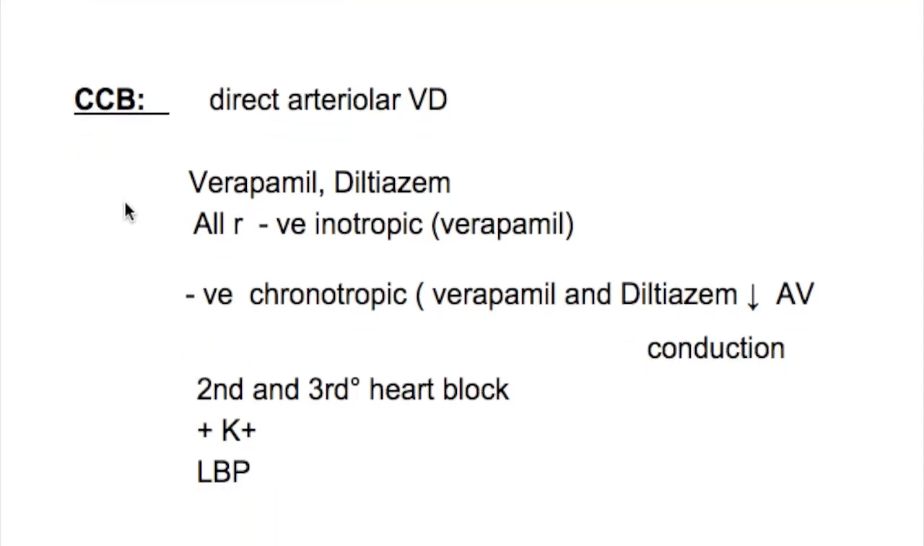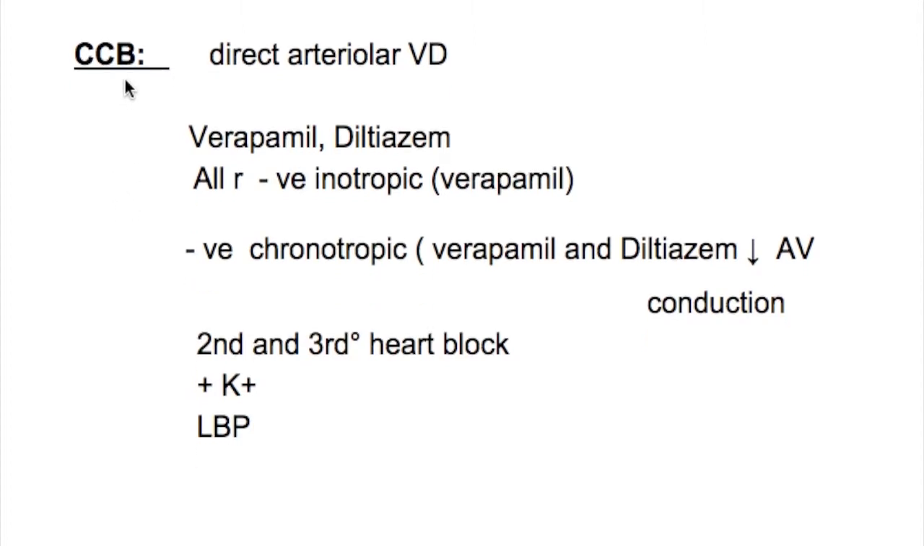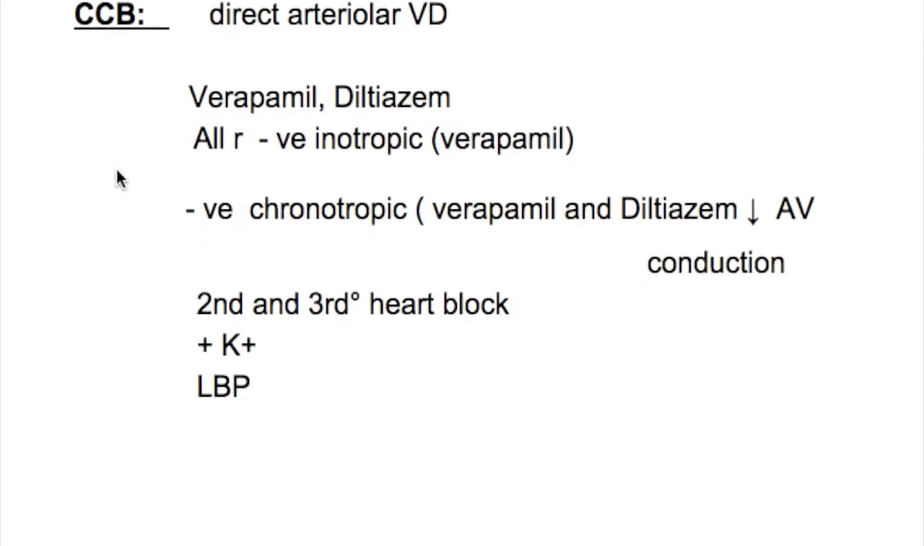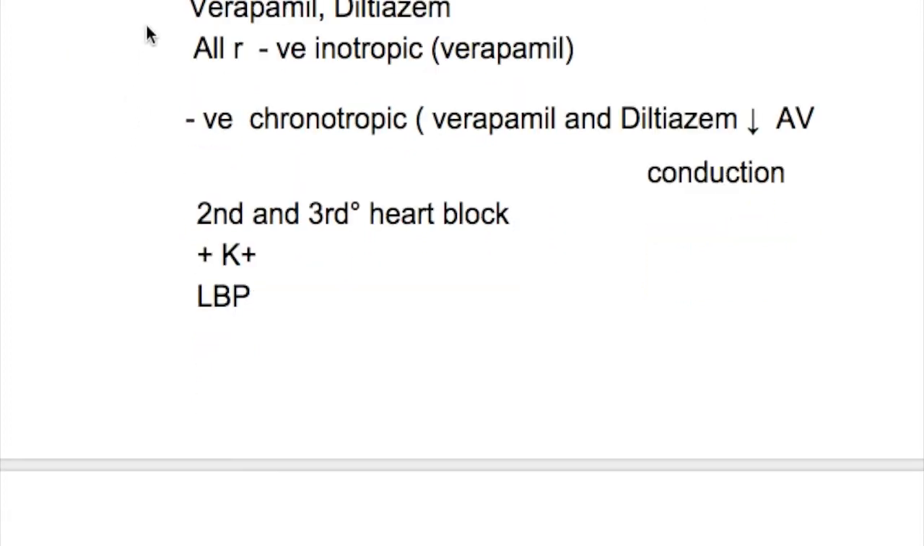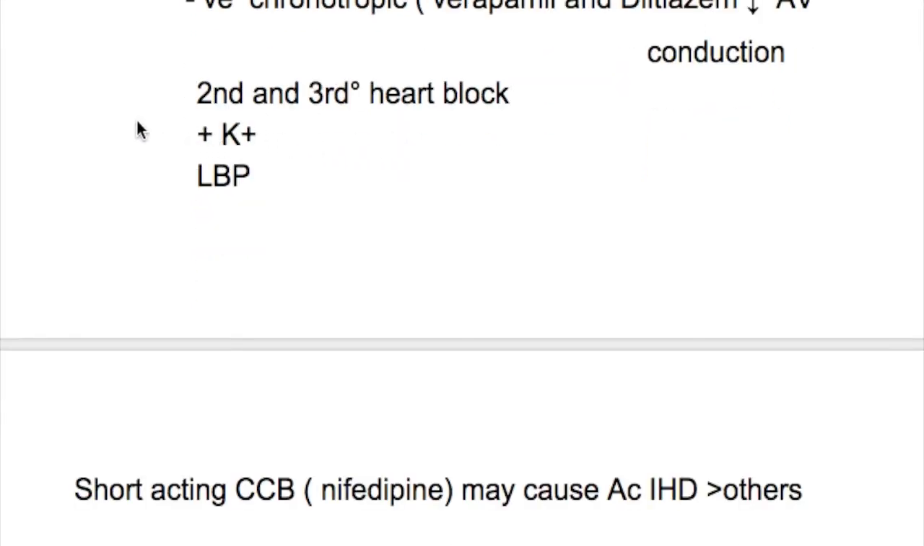The next group of vasodilators is calcium channel blockers. How do they act? They are direct arterial vasodilators and block the calcium channels. Verapamil and diltiazem are their examples mainly. All calcium channel blockers are negative inotropic and negative chronotropic, especially verapamil and diltiazem. They decrease the AV conduction. Another side effect of calcium blockers is second and third degree heart block.